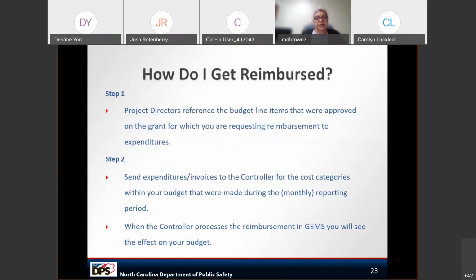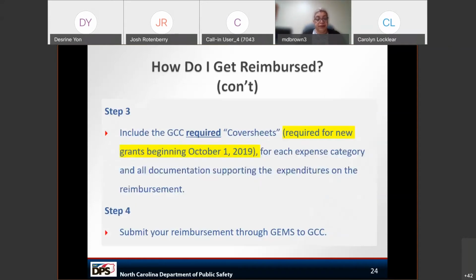Send your expenditures and your invoices to your controller for the cost categories within your budget that were made during the previous month's reporting month. When the controller processes the reimbursements in GEMS, like I said, you will see the effect in your budget. Again, remember to, in step 3, include your GCC required cover sheet. And we started that process back with the October 1st, 2019 grants.